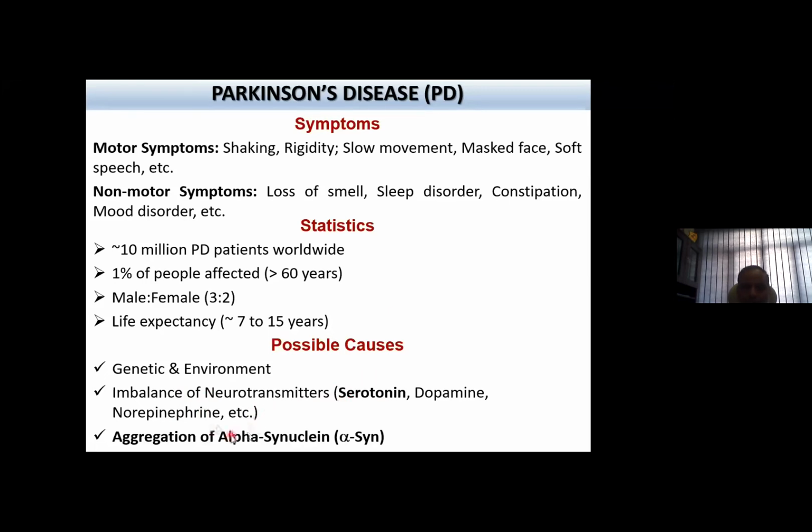And one of the most prominent protein hypotheses is the aggregation of alpha synuclein protein, which is killing the dopaminergic neurons. That is the major concern here. So we will be focusing on these two, the serotonin and the alpha synuclein work, today.